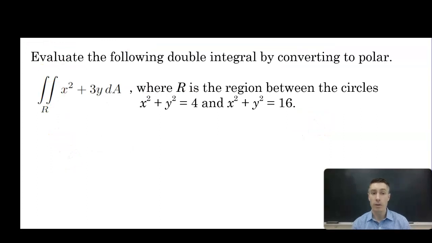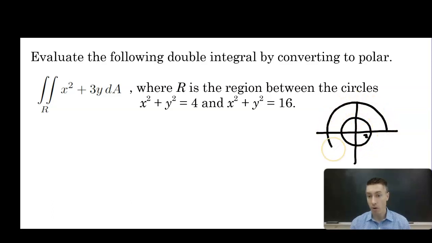Next example, same directions, double integral over the region R of x squared plus 3y dA, where R is now the region between the circles x squared plus y squared equals 4 and x squared plus y squared equals 16. So now we're going to have a ring that we're integrating over. So we can draw it just to get a visual of where we are integrating. So we'll draw the circle of radius 2 and the circle of radius 4, centered at the origin. So the region that we're integrating is this ring in between those two circles.